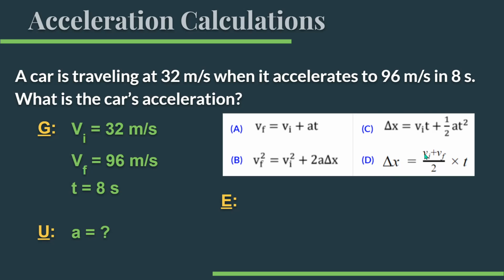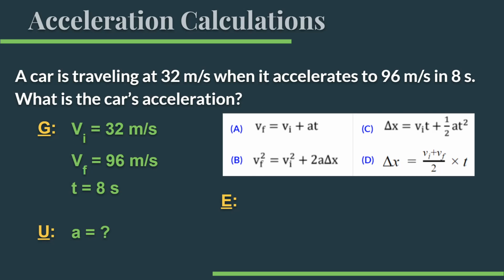I know VI, I know VF, and I know T. So if you wanted to, you could use equation D, find delta X, and then use equation B or C to find A, if you wanted to do twice as much work. But there's always a faster way, and then there's a slower way that takes more steps. There's more than one way to do this. Personally, I would prefer to do it in 1 step instead of 2. So that's what I'm going to do.